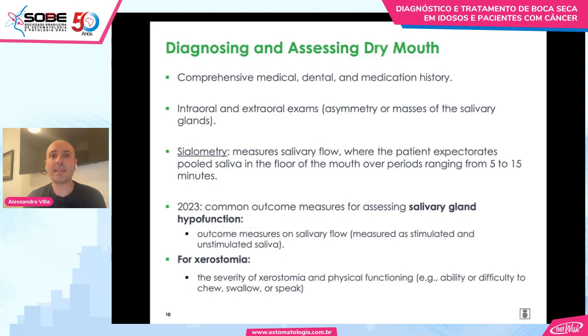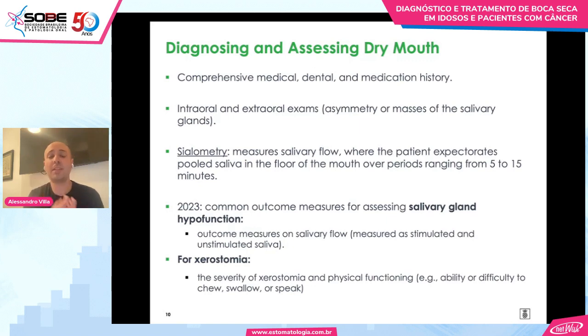Patients should be examined with both a thorough intraoral and extraoral exam to assess any masses or asymmetry of the salivary glands. If the patient presents with a mass, it's always suspicious for either a salivary gland stone or a possible cancer. And it's always important to measure the salivary flow at baseline. There are different methods that have been reported in the literature. Usually patients are assessed at a 5 minute interval, and the most common outcome measure for assessing salivary gland hypofunction is usually the stimulated or unstimulated salivary flow.